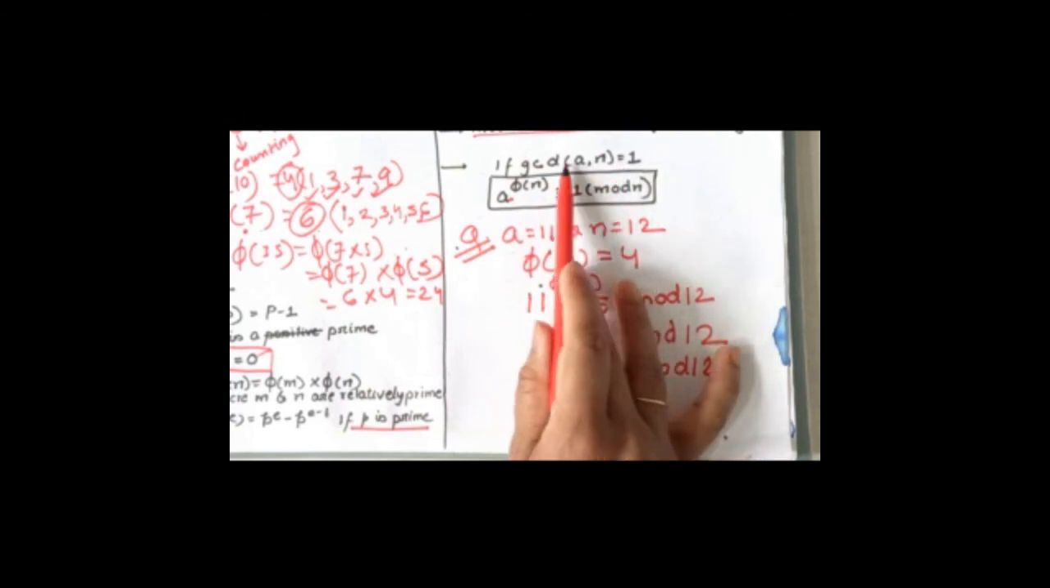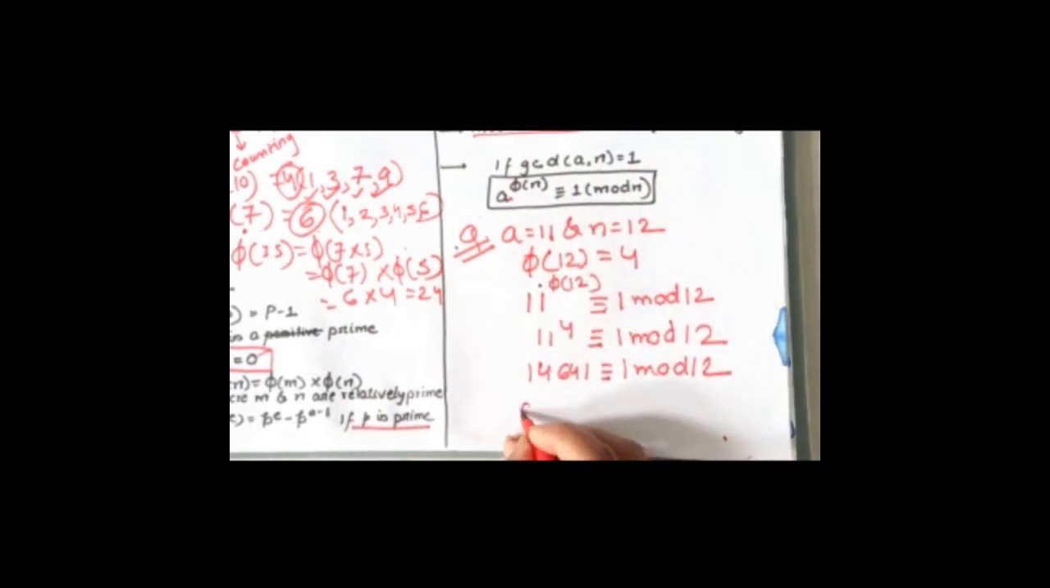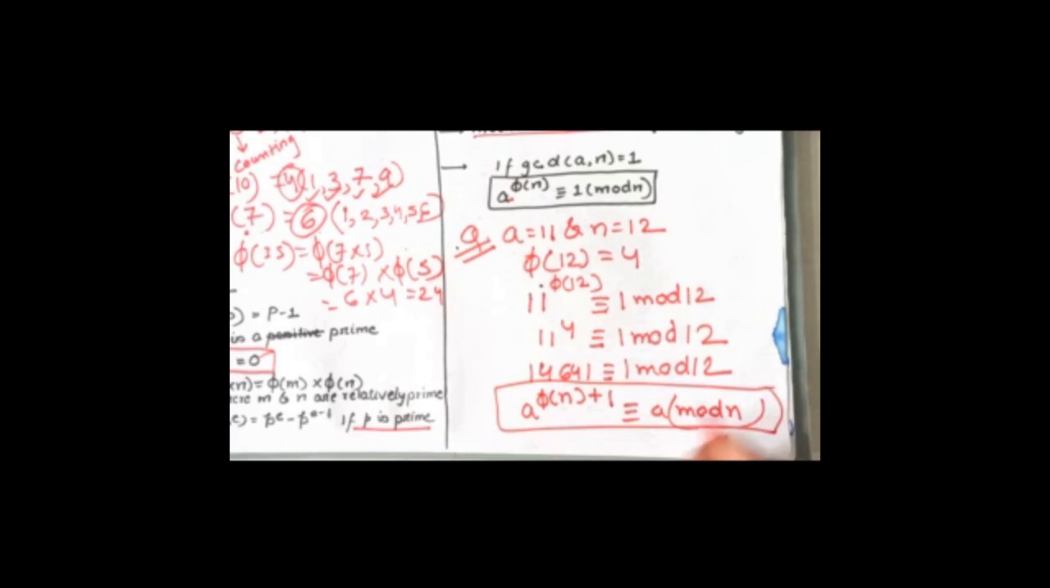As we have seen, for Fermat's theorem there was an alternative form. Similarly, for Euler's theorem also there is an alternative form. It states that if a and n are not relatively prime, then for that condition also you can use Euler's theorem, which says a to the power phi n plus 1 should be congruent to a mod n. This is the condition when a and n are not necessarily relatively prime. So this is an alternative form of Euler's theorem.